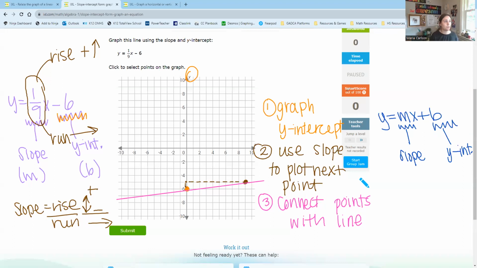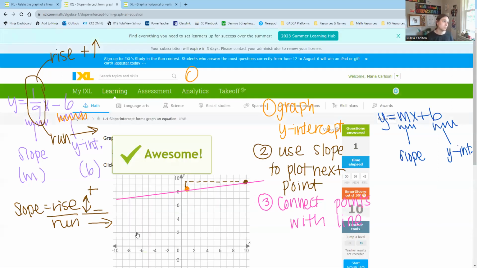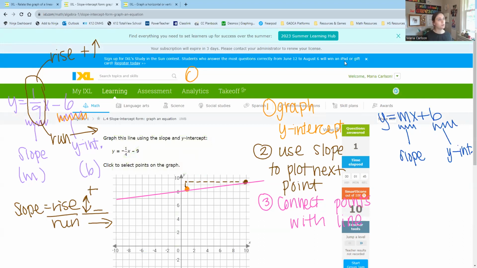So what I'm going to do is plot my slope and my y-intercept. So -6. And that's my next point right here. So there's my line, and I will hit submit. Okay, let's try one more.